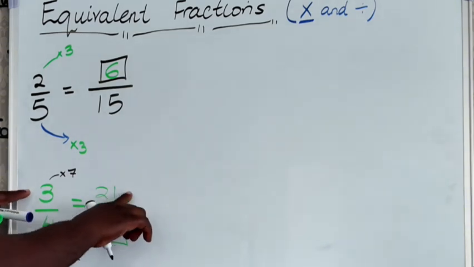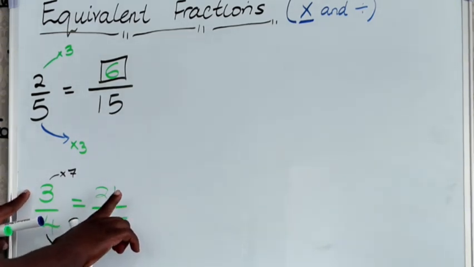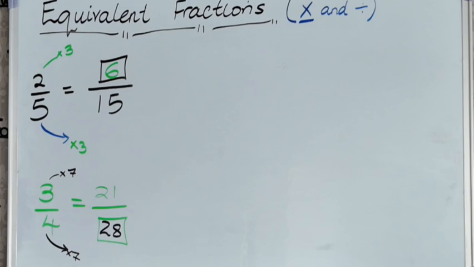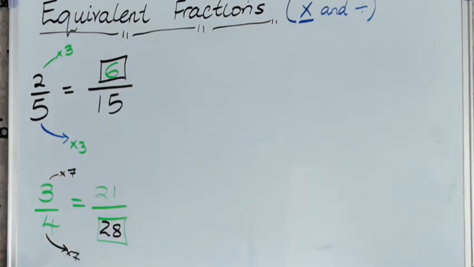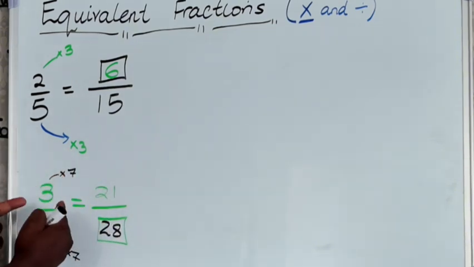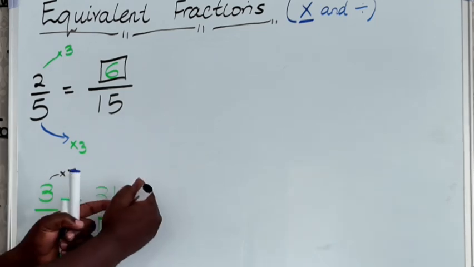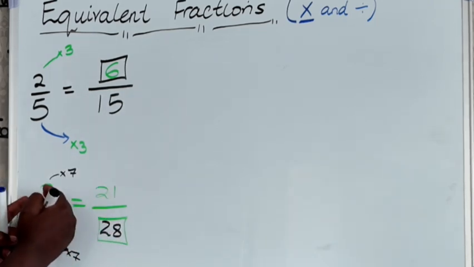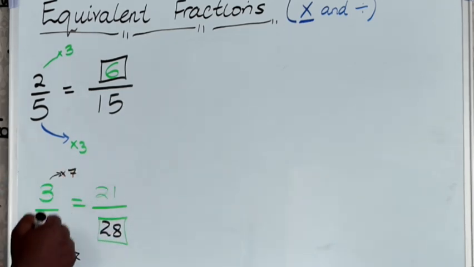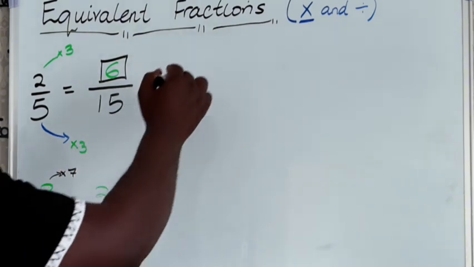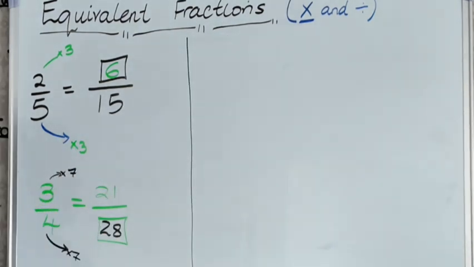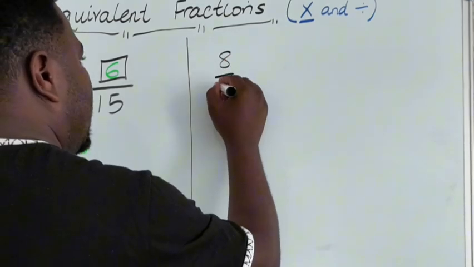If you're given numerators, look at the relationship between the numerators. Is it getting bigger or is it getting smaller? If it's getting bigger, I'm multiplying. If it's getting smaller, I'm dividing. So in this case, it's getting bigger. How many times do we multiply 3 for it to become 21? It's 7 times. So because we said 3 times 7, we also have to say 4 times 7, and then we get 28. Right.